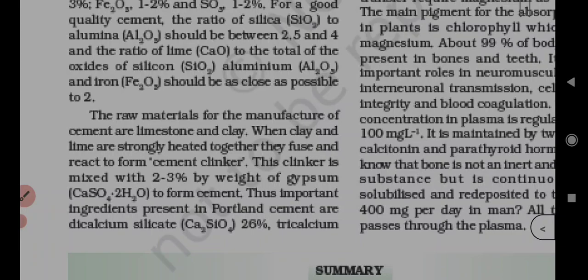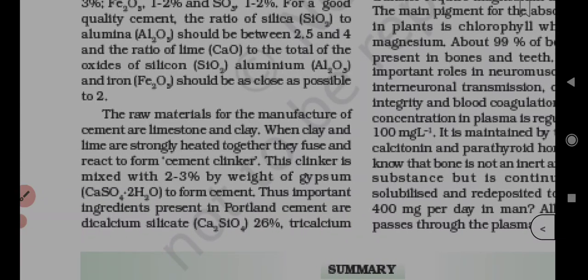A biology question arises here: do you know that bone is not an inert and unchanging substance but is continuously being solubilized and redeposited? Solubilized because of parathyroid, and redeposited because of calcitonin, to the extent of 400 milligrams per day in man. All this calcium passes through the plasma. So by this we have successfully completed the whole of alkaline earth metals with simple tricks and tips. Thank you so much.